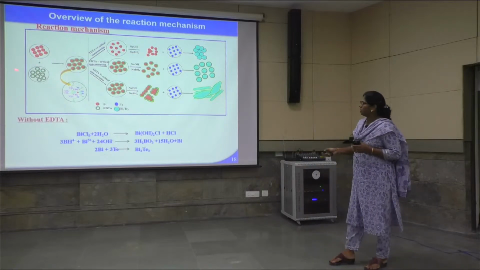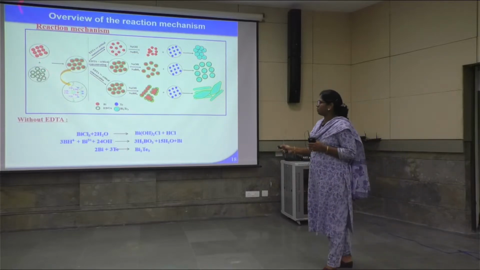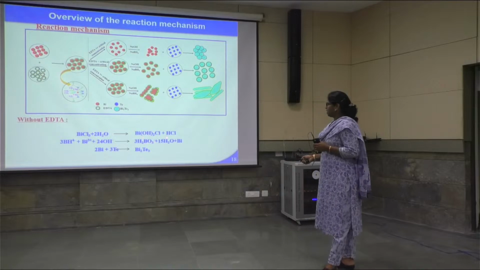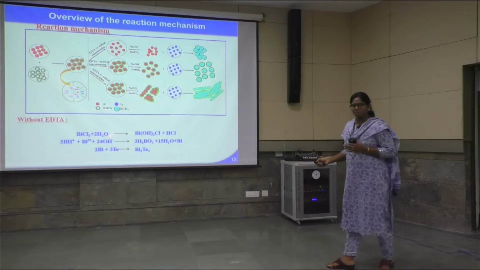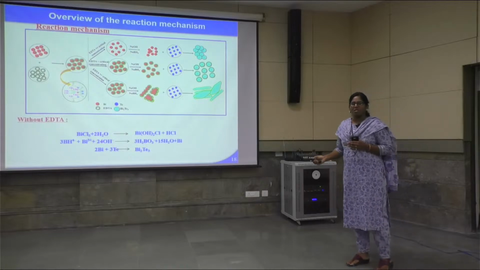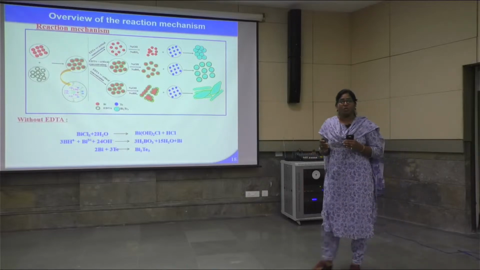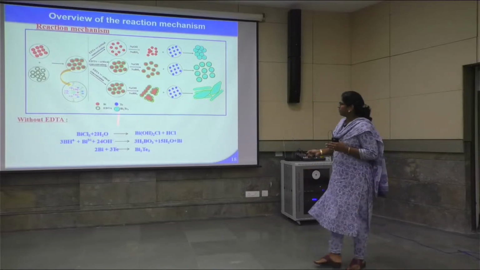Suppose this surfactant is not used. It will also form bismuth telluride, but you might not get the morphology. That could be the reason.